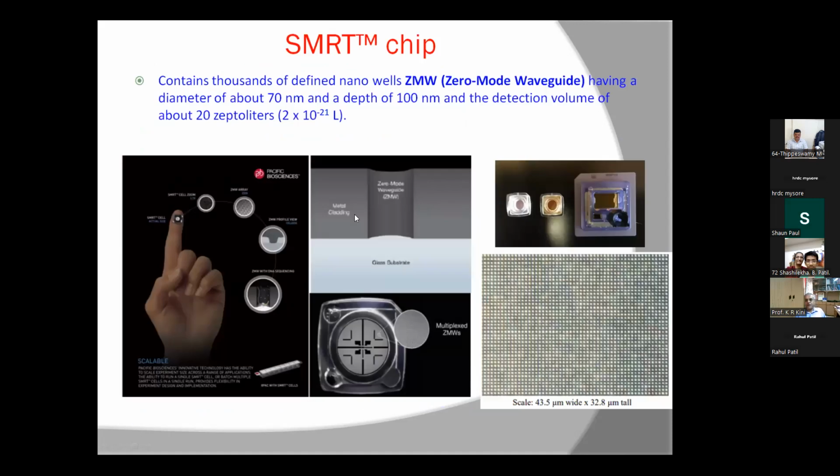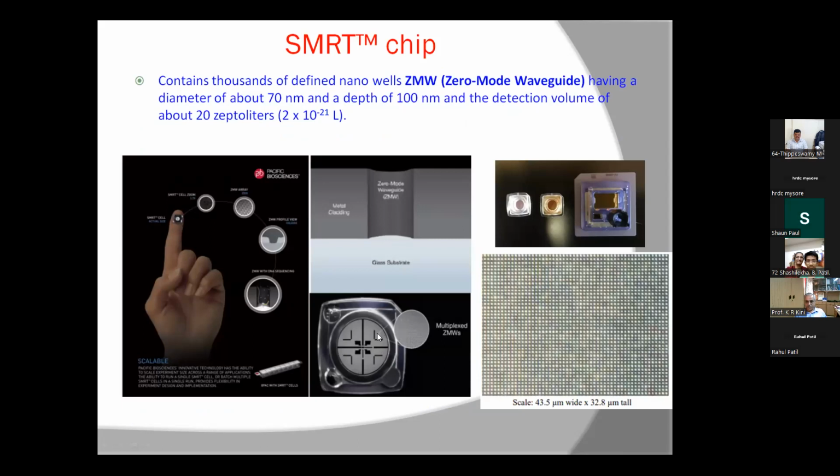This is a smart chip. Now this is how big it is, as small as you can place it on a fingertip. So there are thousands of ZMWs having a diameter of around 70 nanometer and depth of around 100 nanometer. So width is around 70, depth is around 100 nanometer, and detection volume will be around 20 zeptoliters, 2 into 10 to the power of minus 21 liters.